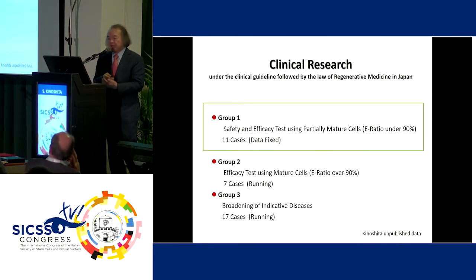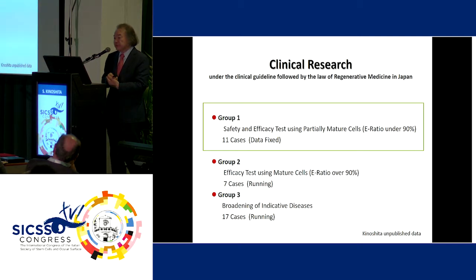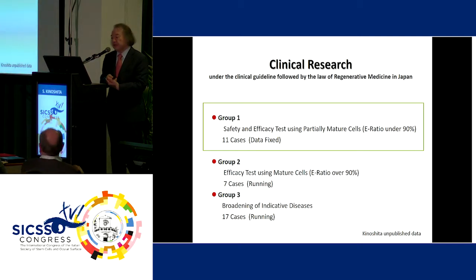We have performed the clinical research under the clinical guideline followed by the law of regenerative medicine in Japan, that was set up about a couple years ago. We divided it into three groups. Group one is to see the safety and efficacy using partially mature cells, E ratio under 90%. I would like to talk about the E ratio later on.